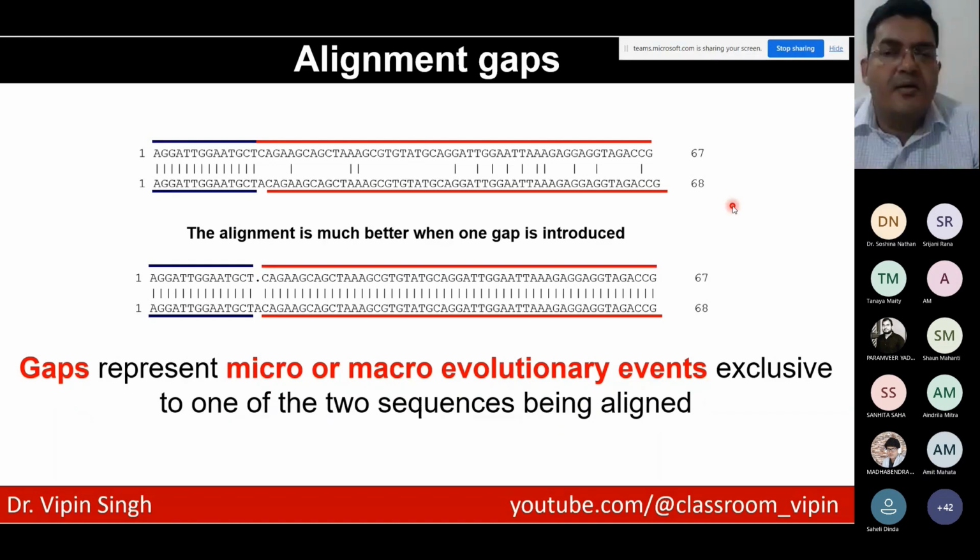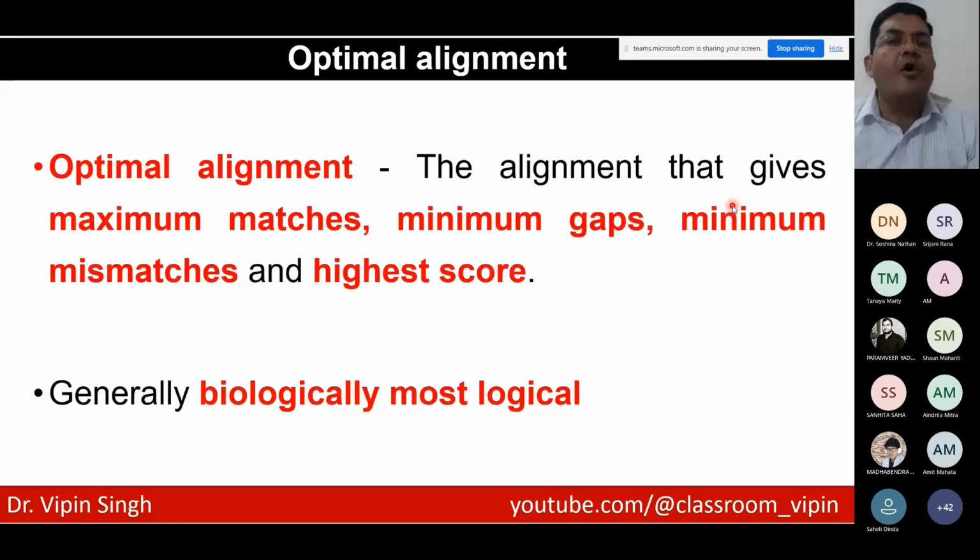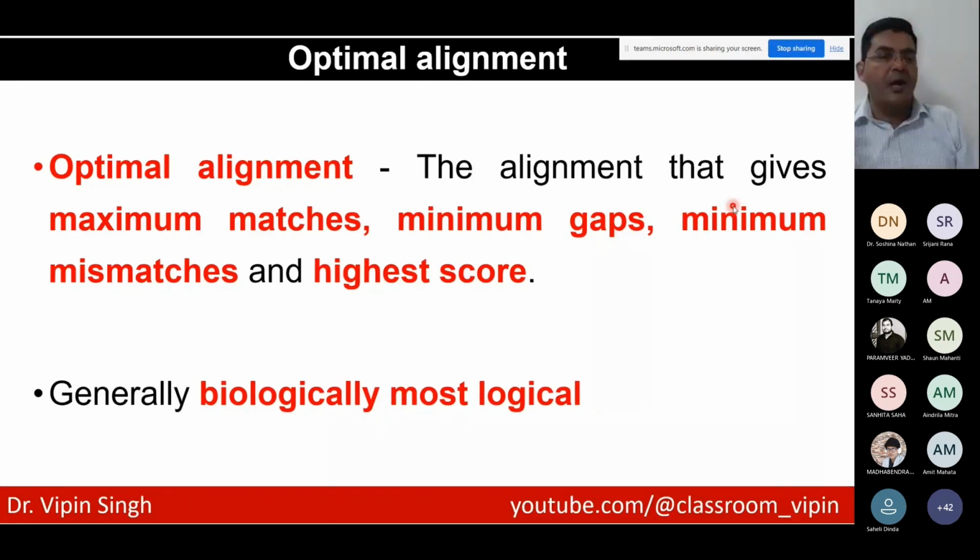Yes, sir. Good. So then we move on and we talk of optimal alignment. So what is an optimal alignment? The alignment that gives you maximum matches, minimum gaps, minimum mismatches, and highest score, right? And this is generally thought to be the biologically most logical alignment that you could get, right?